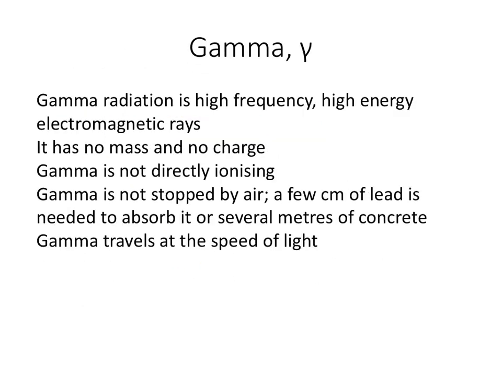So gamma radiation is high frequency, high energy electromagnetic rays. It's not a particle, so therefore it has no mass and no charge. Because it's got no charge, it's not directly ionising. Gamma is not stopped by air, so it can travel in theory infinitely, but it is stopped by a few centimetres of lead or several metres of concrete. Gamma travels at the speed of light, so it's the fastest of our radiations.